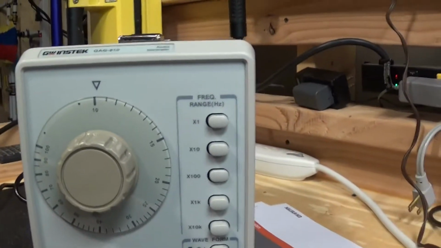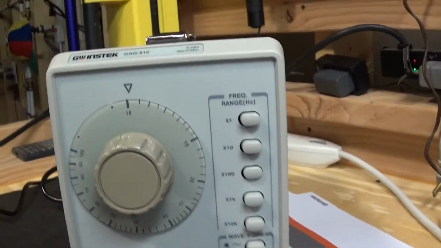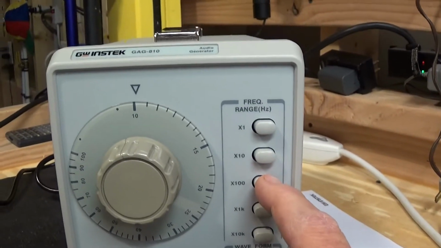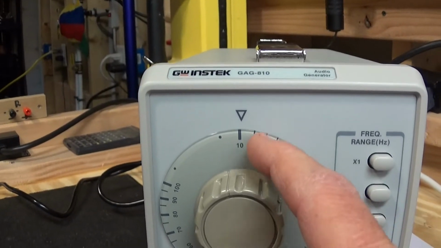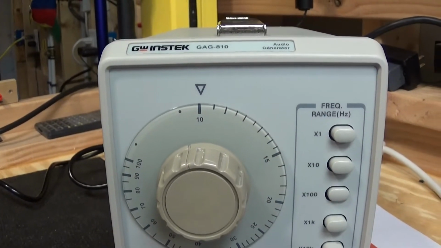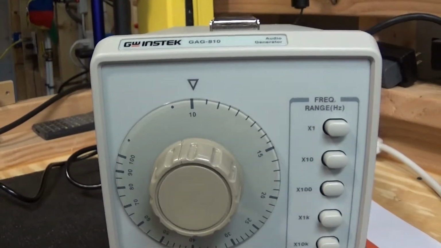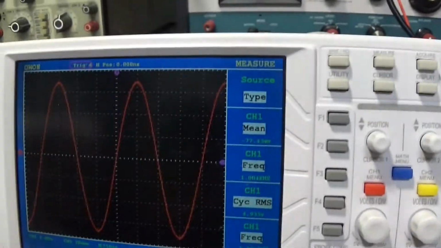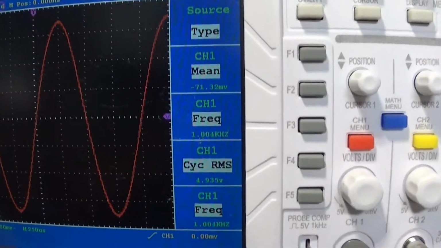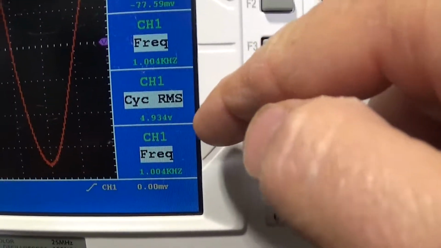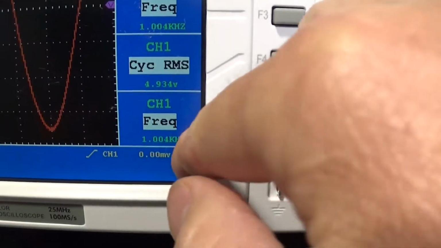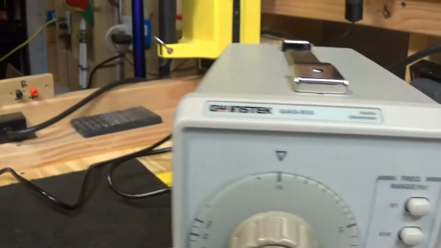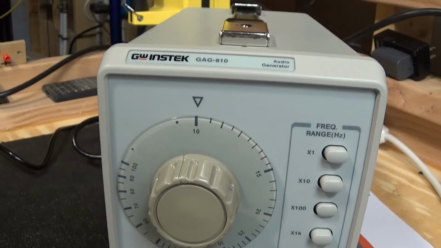So I wanted to start out with a frequency of 1 kilohertz, and here's your range selections. So I pushed times 100, and the dial ranges from 10 to 100. So 10 times 100 is 1K. So I'm going to start out at 1K, and there's the nice waveform there. I have it adjusted to 4.93 volts right now. And there's a frequency of 1.004K. So what the dial says lines up so far nicely.